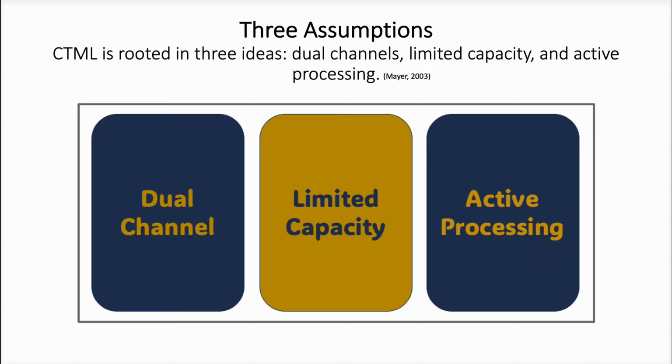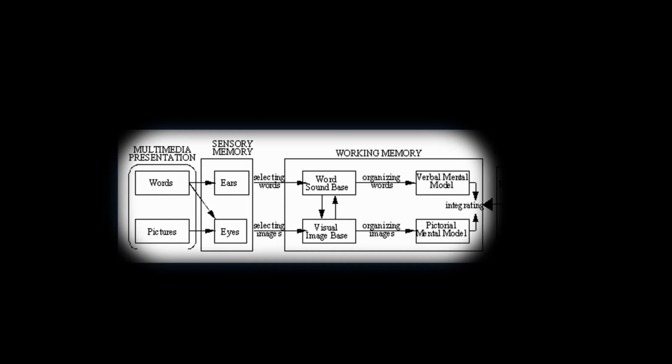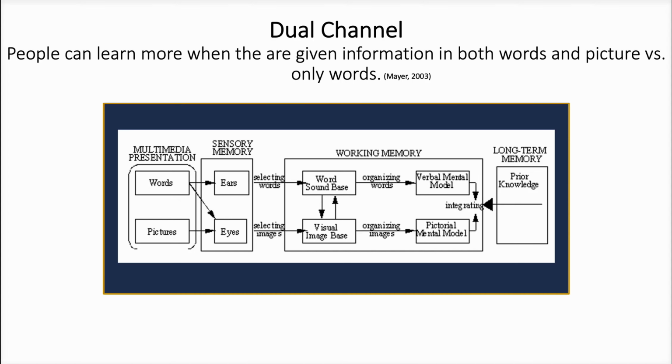CTML is rooted in three ideas or assumptions, and those are dual channel, limited capacity, and active processing. Meyer explains that dual channel means we get information both from what we see and what we hear. Now keep in mind that words can come to us in different ways. For example, we hear spoken words and read written text. We use sensory memory when we take in knowledge through our eyes and ears. And we have to process the chosen words and pictures, which then proceed into our working memory.